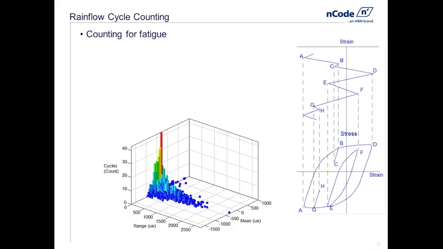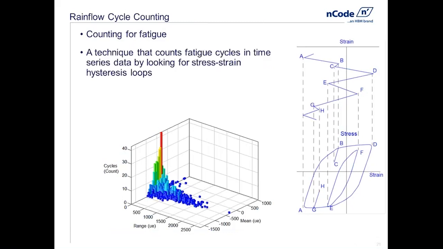Rainflow cycle counting is like counting for fatigue. If you do vibration analysis, you're probably used to the fast Fourier transform. The fast Fourier transform is an awesome way to understand vibration. Rainflow cycle counting is an awesome way to understand fatigue cyclic loading. And the idea here is this is a technique that models stress-strain hysteresis loops. And if you really dig into this, you find there's an ASTM standard on this. You can read up if you want, or you can look in the nCode help docs if you have access to them to learn more about how this works.